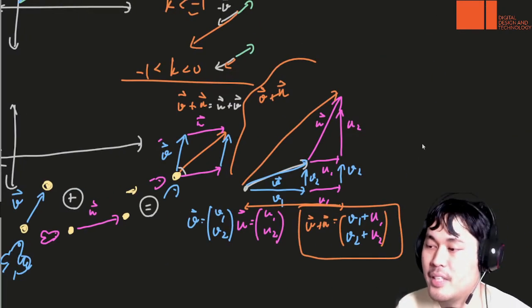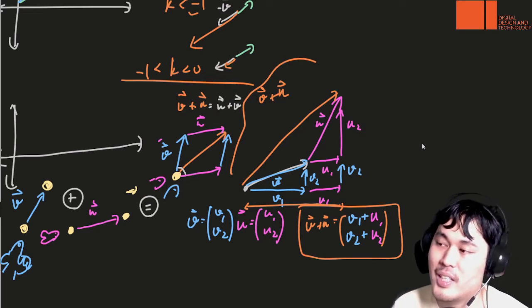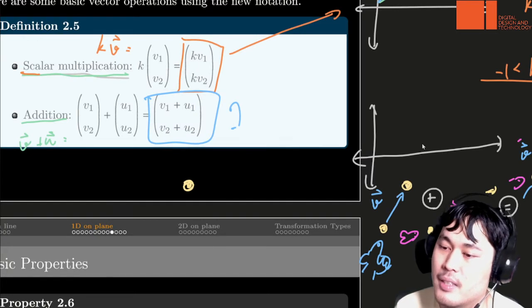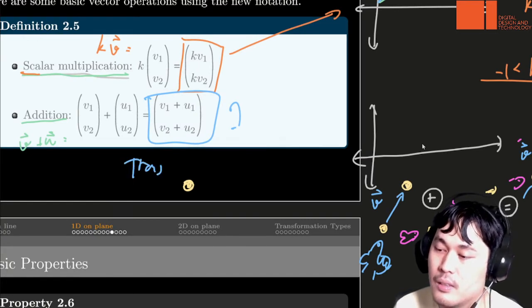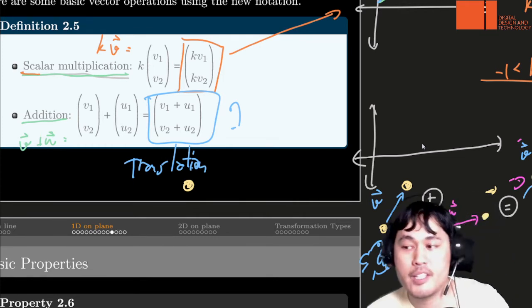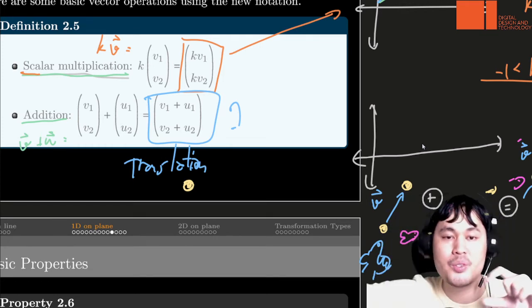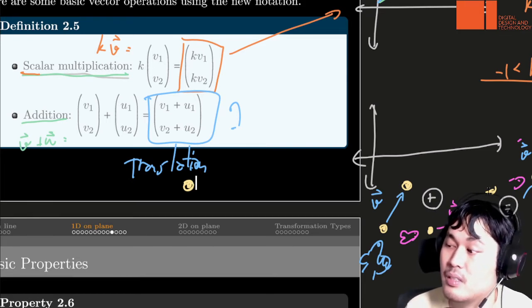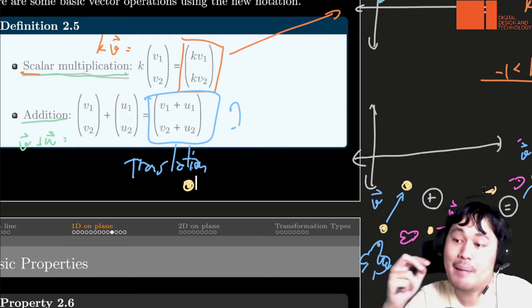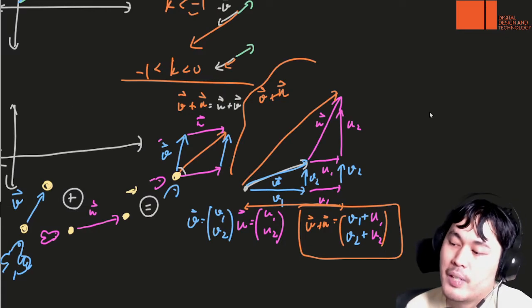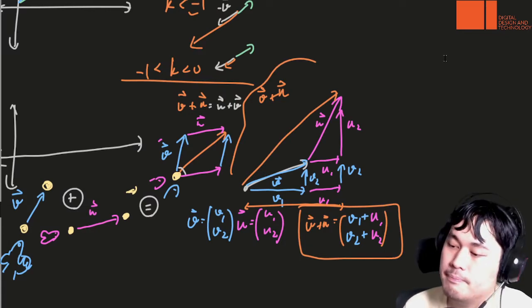Oh, and one last thing, adding vectors is actually what we called last time the translation. Remember that translation means you move from one point to another. And here, since there are two dimensions, we move in both directions. And that movement can be described using a single vector.